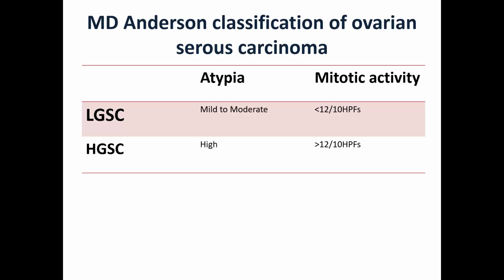This is the MD Anderson system for classifying low-grade and high-grade serous carcinoma based on the atypia and the mitotic activity. So the high-grade shows high atypia with more than 12 mitoses per 10 high power fields, and the low-grade commonly shows mild to moderate atypia with a low mitotic count, less than 12 per 10 high power fields.